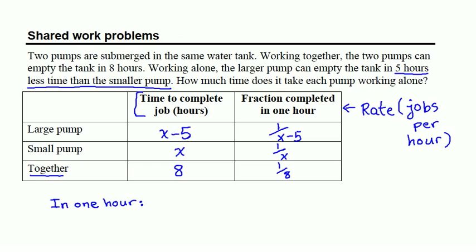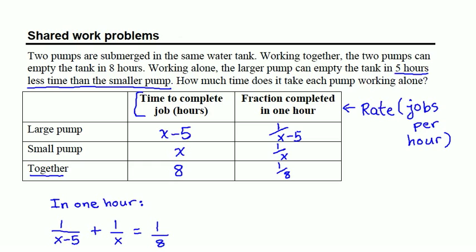In 1 hour, if both pumps are working together, the amount that the large pump completes, which is 1 over x minus 5, plus the amount that the small pump completes, which is 1 over x, is equal to the amount that the two pumps would complete working together, which is 1 over 8. So the equation this gives us is fairly simple to come up with, but as we will see, it doesn't stay all that simple in the process of solving.